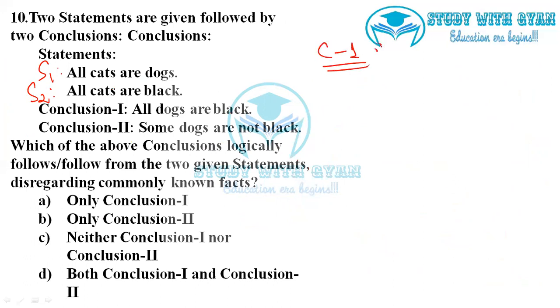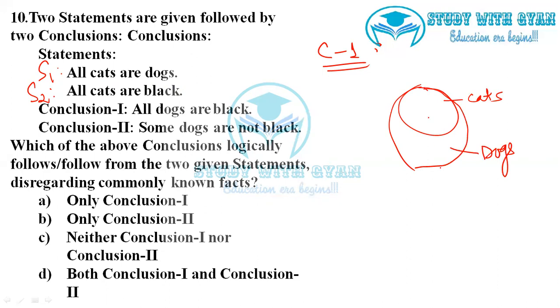So for these kinds of questions, we can simply draw a diagram. For conclusion 1, all cats are dogs. Suppose this is the cats, and you can draw the dogs around it like this. So all cats are dogs. And all cats are black. So all cats are black. For conclusion 1, all dogs are black.